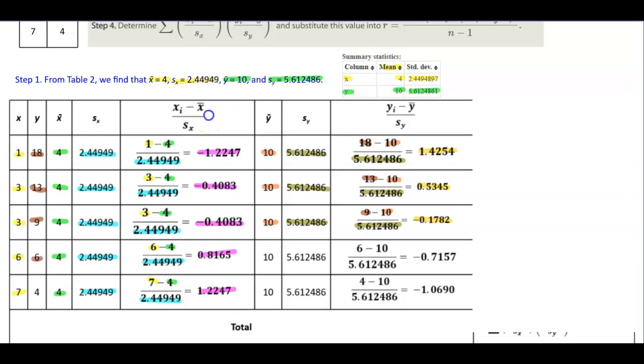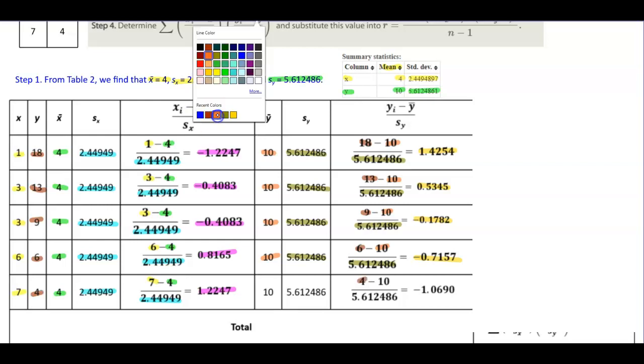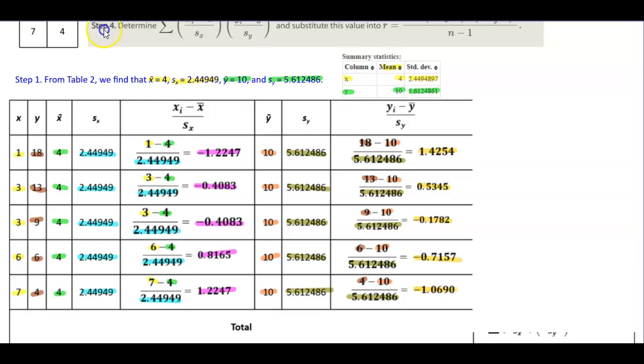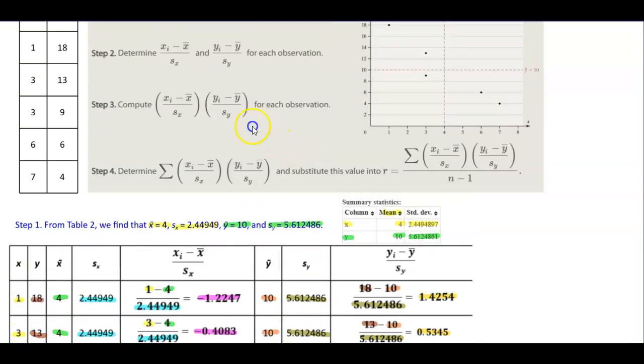Again, we're going to take our value for y, which is 6, and then subtract the sample mean for y, which is 10, dividing it by the sample standard deviation of y, which is 5.61246, to give us negative 0.7157. And then lastly, we take the last data value of y, which is 4, subtract the sample mean of y, which is 10, and divide that by the sample standard deviation for y to give us the result of negative 1.0690. So now we've completed step 2 by finding the values for each of those.